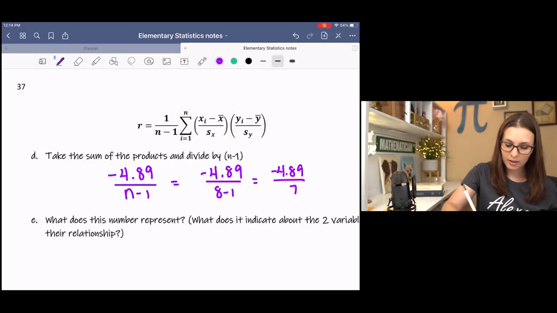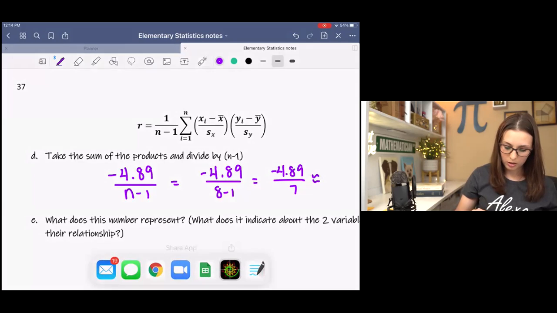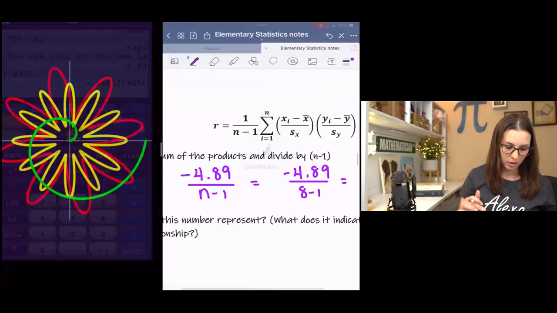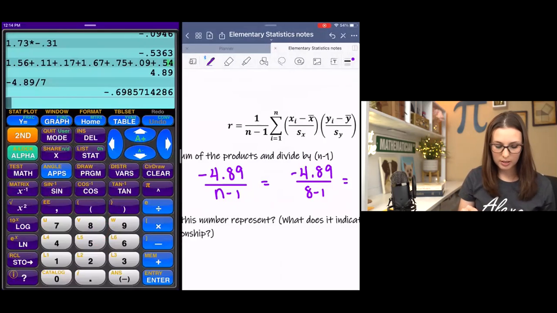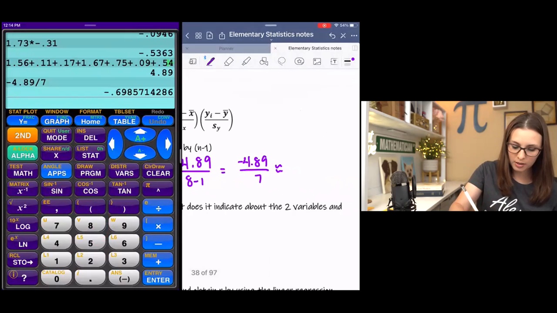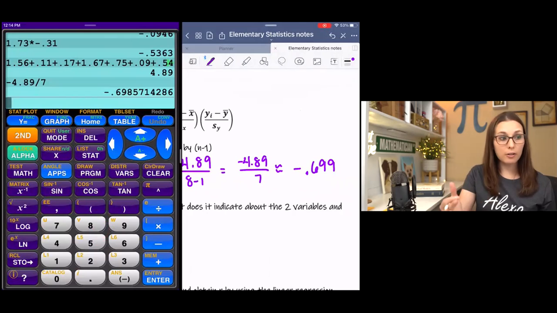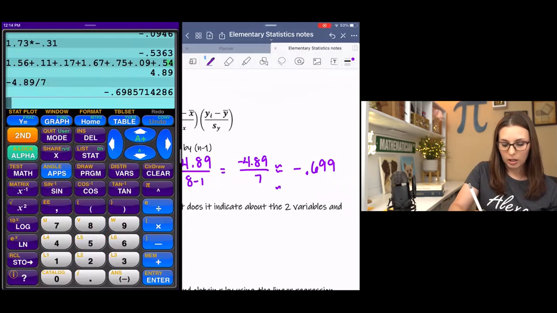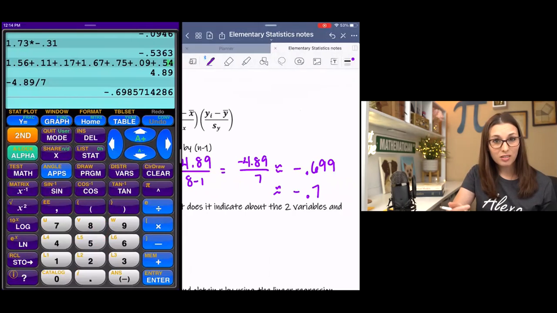When we divide these, we will get negative 0.699 if I were to go out one more decimal place. If you didn't go to as many decimals as I did, in either case, you should get about negative 0.7 for one decimal place, because that would be appropriate for this problem.